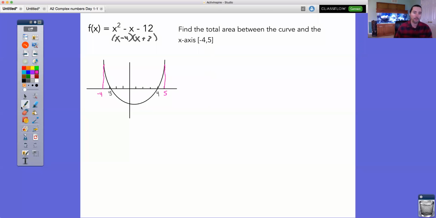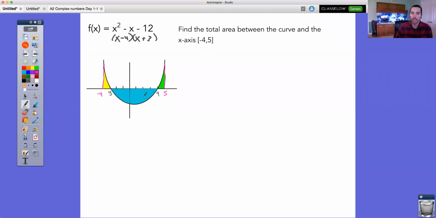In this problem, I am looking for the area of 3 combined regions. That one in yellow, this blue one, and this green one. I cannot integrate x squared minus x minus 12 because the integral and the total area are going to be different.